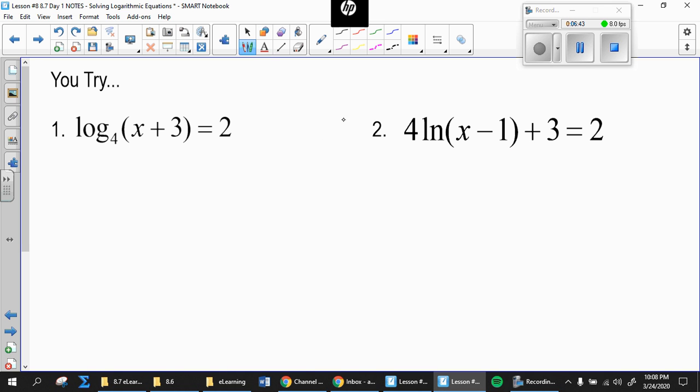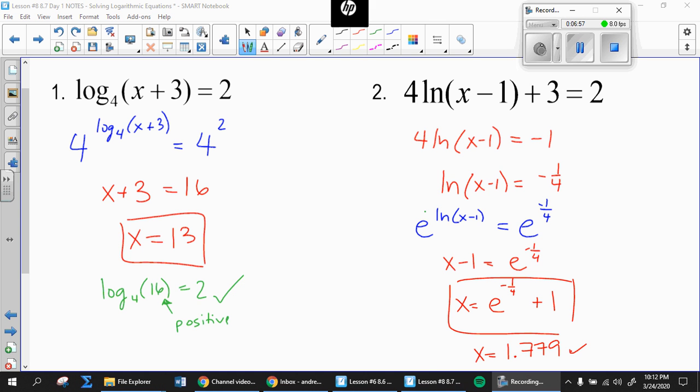All right, I want you guys to try these 2 examples. So pause your video and try the 2 examples. Once you're done, play your video and the answers will be there for you. All right, here are your answers. Check your answers. Make sure that you did everything correctly, and then go ahead and proceed on to your practice problems.